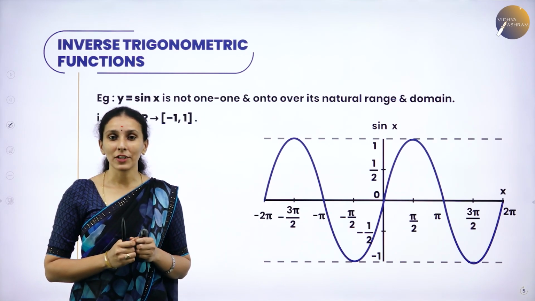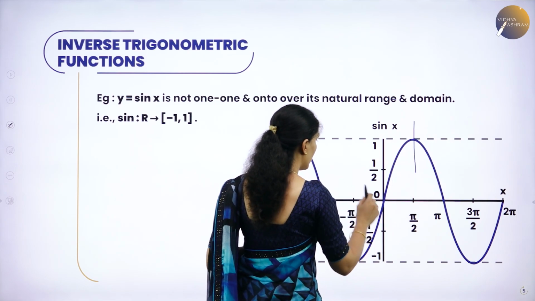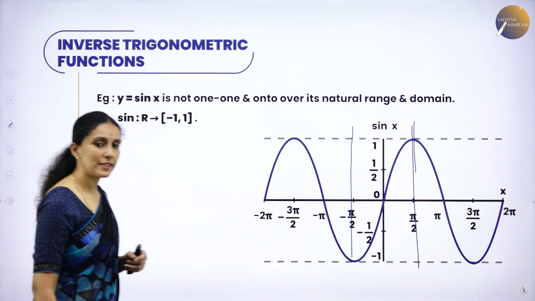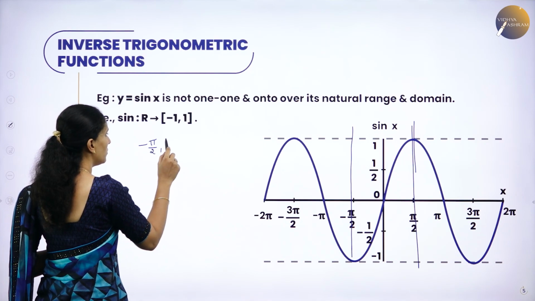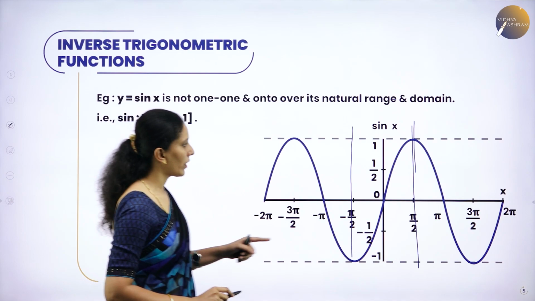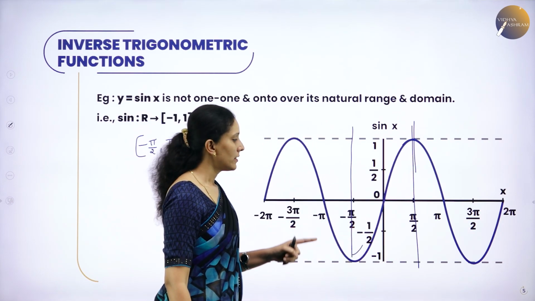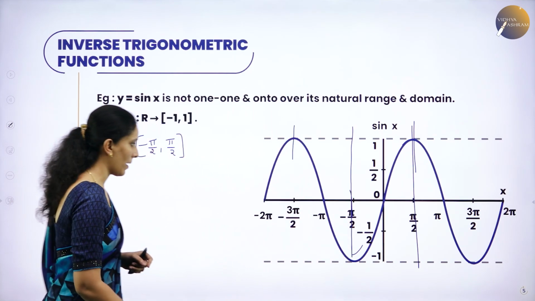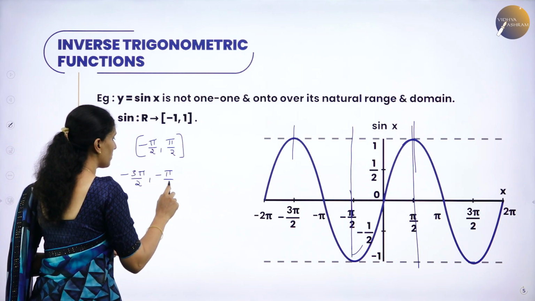Now, how to restrict the domain of a sine function? See here, you can observe the curve from here to here. So, when I restrict the domain from -π/2 to π/2, you can clearly see the curve here, the values do not repeat. Similarly, you can restrict the domain from -3π/2 to -π/2.